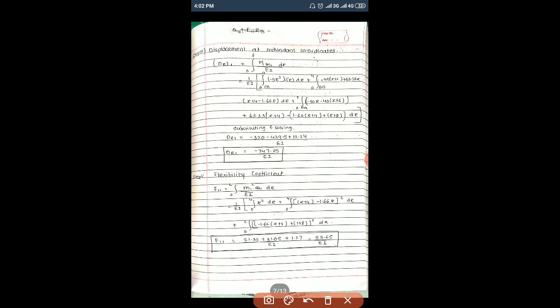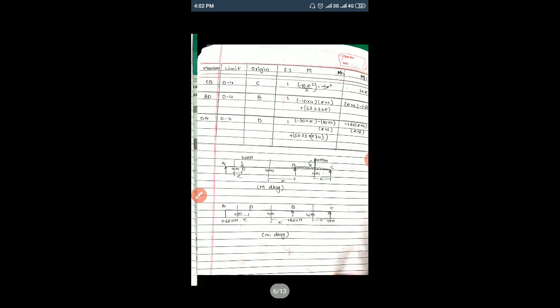Why have we calculated only one F11 coefficient? Because we have only one redundant over here, that's why we have calculated only one flexibility coefficient. If we have two unknowns or two redundants, then we can easily form the square matrix.